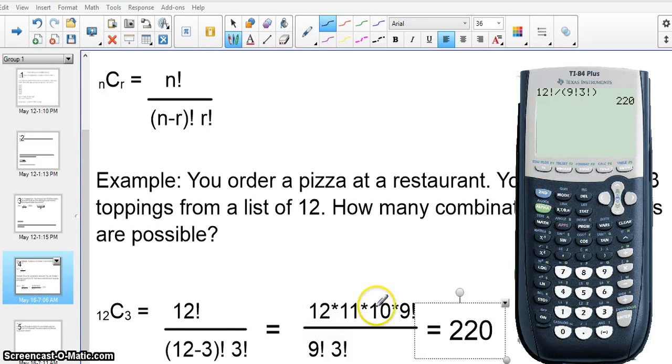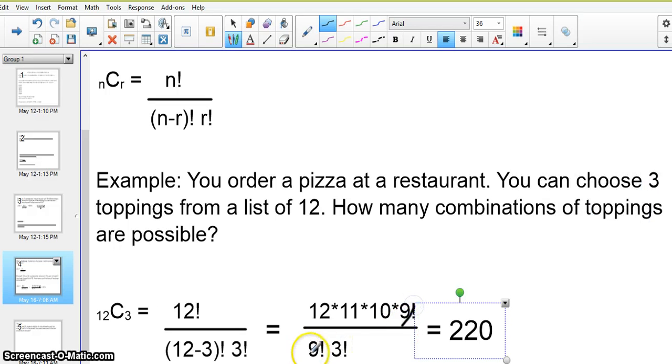So 12 times 11 times 10. Stop at 9 factorial because that's what we'll be able to cancel out here. And then you would just type in 12 times 11 times 10 divided by 3 factorial. And you'll still get 220.